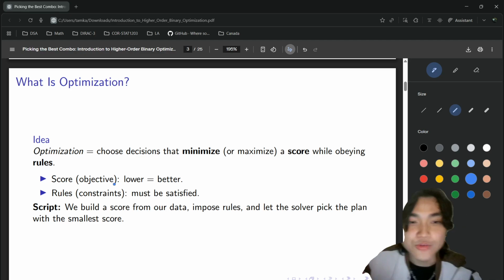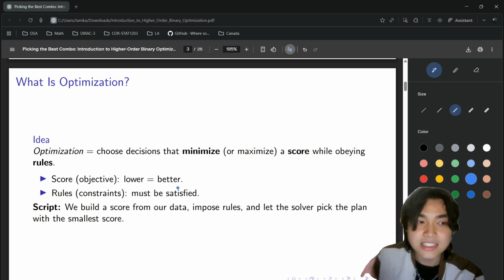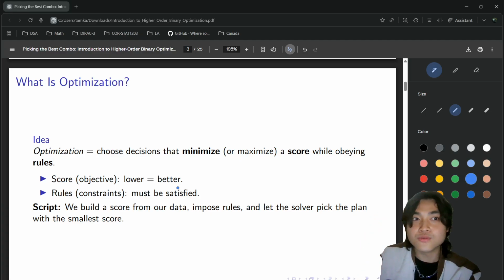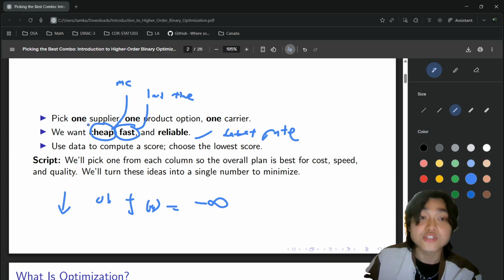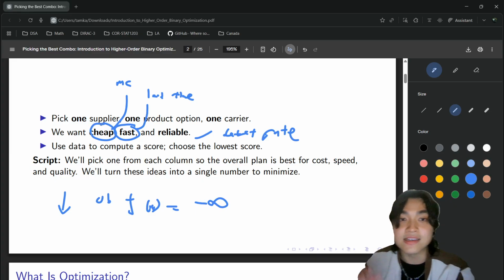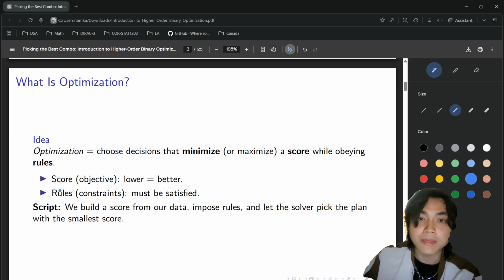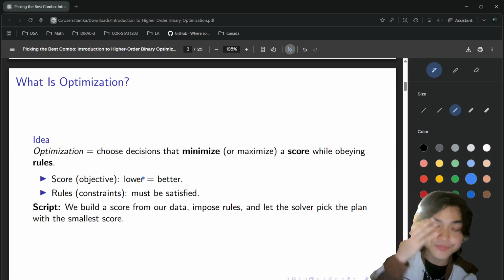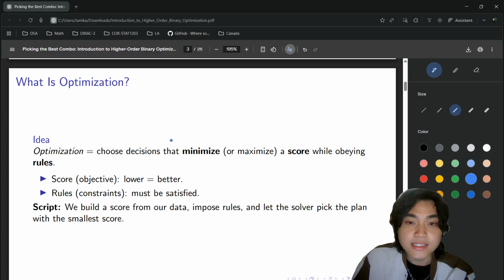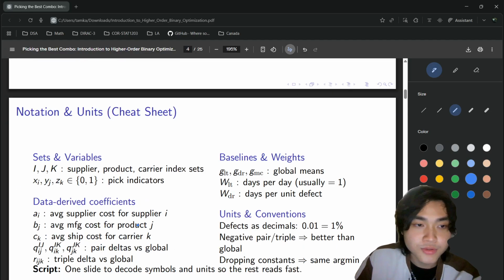Because of that, we really need rules in order to fulfill the actual business need. And in this case, it is to make decisions on which are the best suppliers, products, and carriers that the manufacturing firm should pursue. So this is the idea that we are trying to pursue.